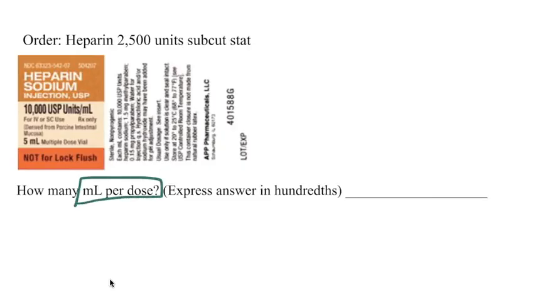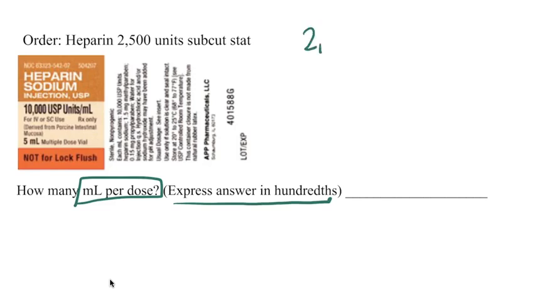Milliliters per dose, and that's telling me to express my answer in hundredths. Remember, that's 2 places after the decimal point, okay? Two places. This label is a little blurry, and I'm sorry for that. I won't have blurry labels on your tests. We'll have nice clean labels. Okay, so what do I need to know? I need to know my doctor's order.